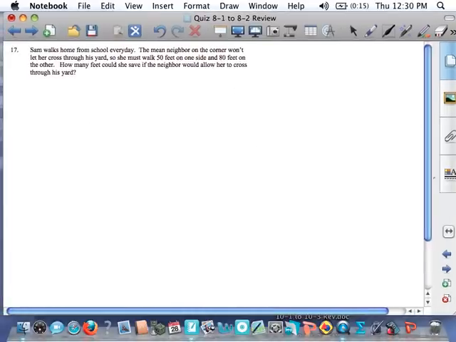Next one says Sam walks home from school every day. The mean neighbor on the corner won't let her cross through his yard, so she must walk 50 feet on one side and 80 feet on the other side. So here's the 50 feet. Here is the 80 feet. How many feet could she save if the neighbor would allow her to cross through the yard?